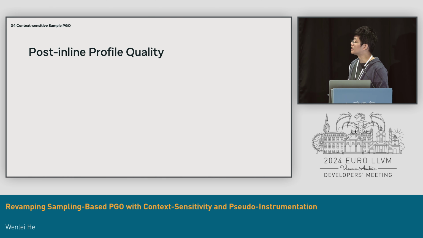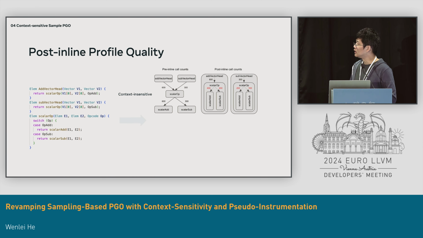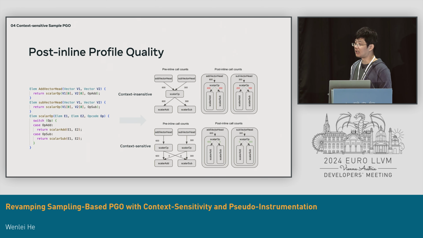After profile correlation, the next big challenge for profile quality is the post-inline profile quality, or the profile maintenance for inlining. Let's look at a contrived example to show the problem first. Say we have two functions calling into scalar add and scalar sub going through some dispatch function. Now, if we don't have context-sensitive profile, we would end up with something like this. After inlining, you lose the context profile, so the counts are just scaled and inaccurate. However, if we have context-sensitive profile, after inlining, we would be able to retain the accurate profile based on your calling context or the inline stack.